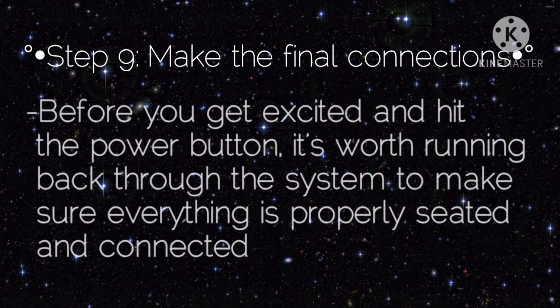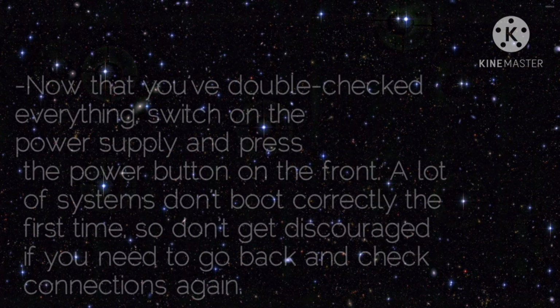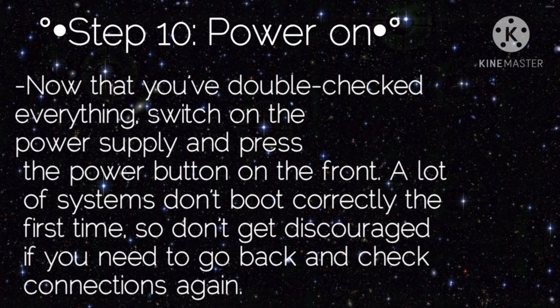Step 9. Make the final connections. Before you get excited and hit the power button, it's worth running back through the system to make sure everything is properly seated and connected. Step 10. Power on. Now that you've double-checked everything, switch on the power supply and press the power button in the front. A lot of systems don't boot correctly the first time, so don't get discouraged if you need to go back and check the connections again.